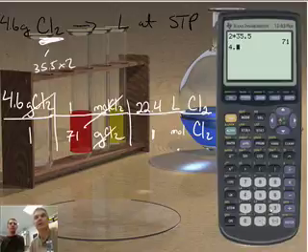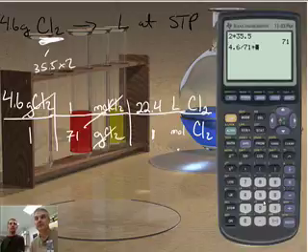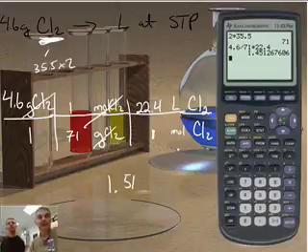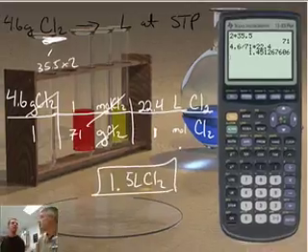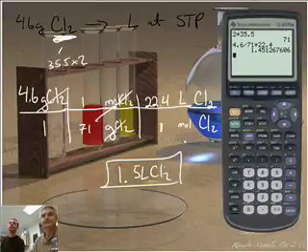So I'll take 4.6 divided by 71 times 22.4, and I get 1.5 liters of Cl2, 1.5 liters of chlorine gas. Bingo. Not much chlorine gas, but if it was chlorine gas, you don't want that much around.